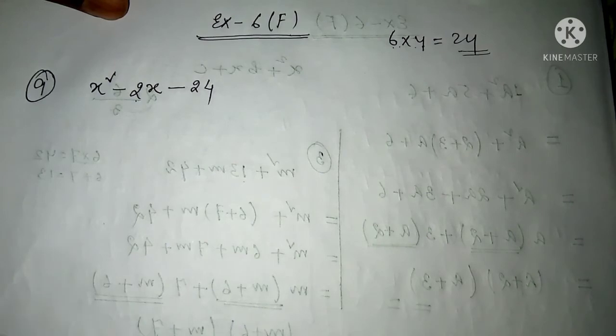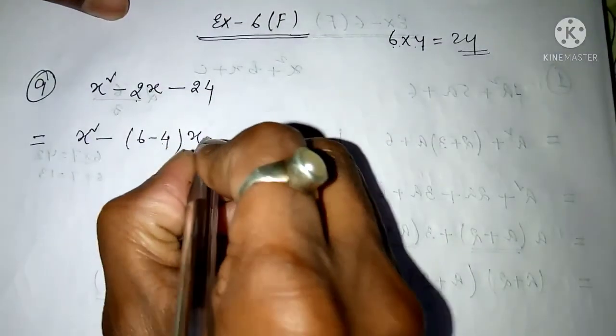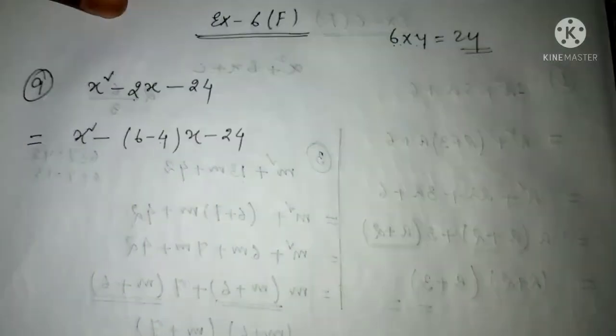Then can I write it like this, x square minus 6 minus 4 gives me how much? 2. Then you write this x, then that is your 24.